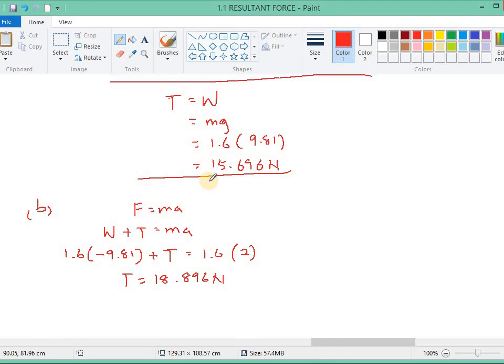So you can see that the tension is greater than the weight. You see how the weight of the object is 15.696. 18.896 is bigger, so that means the object will be able to go up with an acceleration. Okay, get the idea.